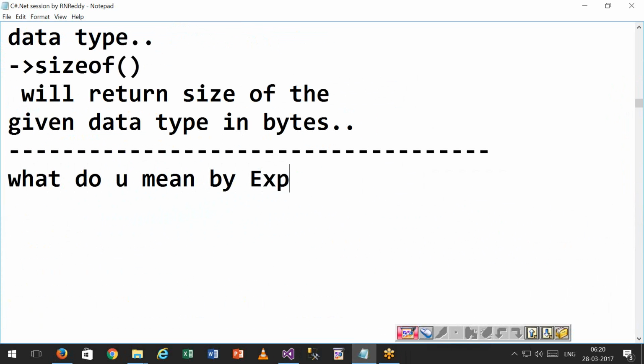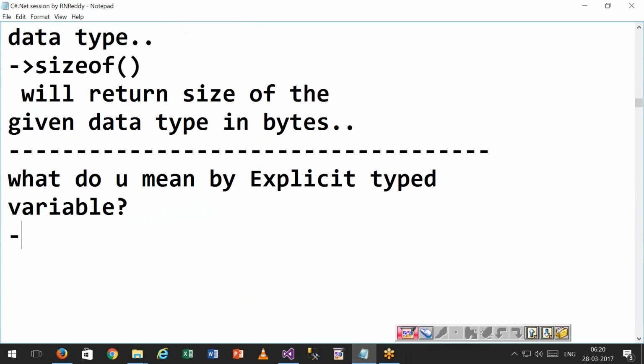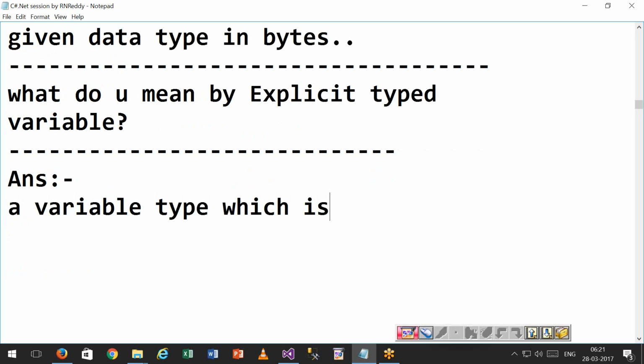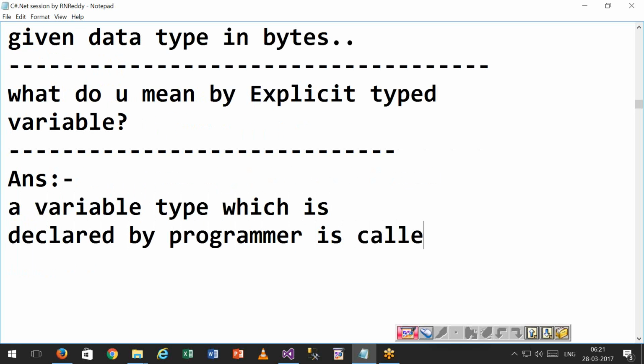Next, what do you mean by explicit typed variable? Typecasting, which is done by the programmer. A variable type which is declared by the programmer is called an explicit typed variable. Anyhow, we'll discuss it tomorrow.